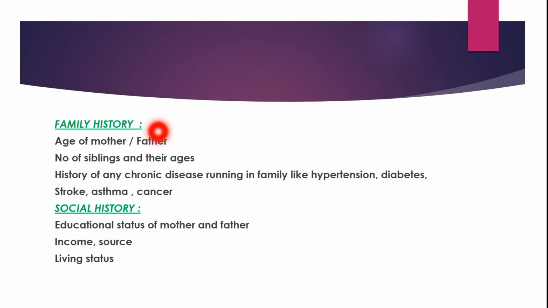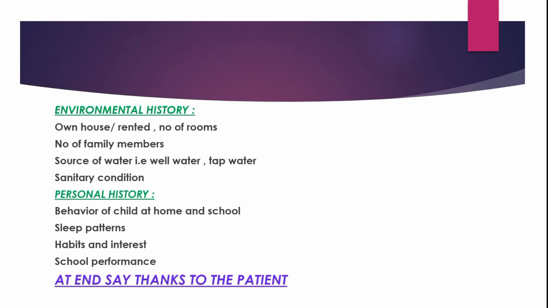Next is the family history. In family history, ask about the age of the mother and father. Also ask about the number of siblings and their ages. Also ask about any history of chronic disease running in the family, like hypertension, diabetes, stroke, asthma, or cancer. And in social history, ask about the educational status of the mother and father. Also ask about the income and its source, and similarly ask about the living standards.